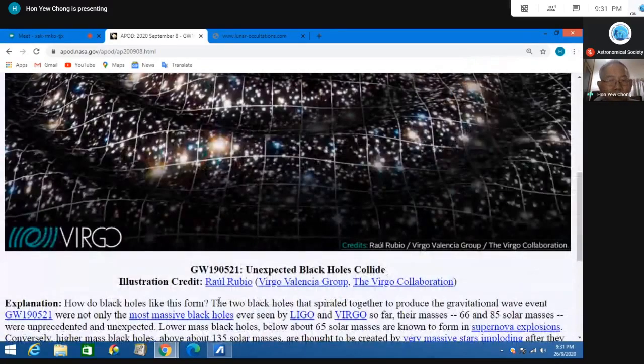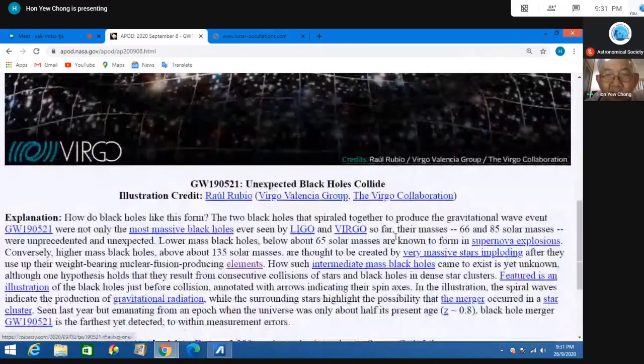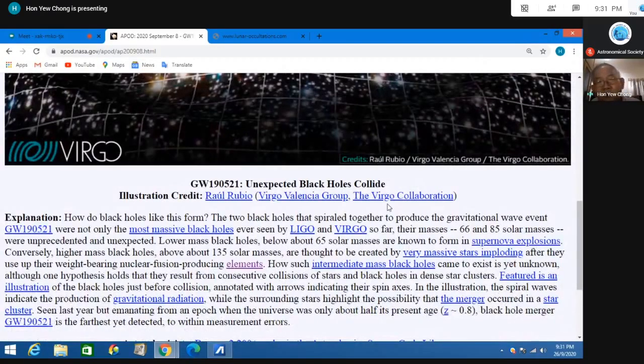By Raúl Rubio. He's a scientist in Spain working in the Virgo Valencia group in the Virgo telescope. So Virgo telescope, you know, is another gravitational wave observatory in Italy. So the two famous ones are the LIGO 1 and 2 in America. But they also have Virgo in Italy. They also have a gravitational wave observatory already working in Germany. These three countries. But in future, they're going.